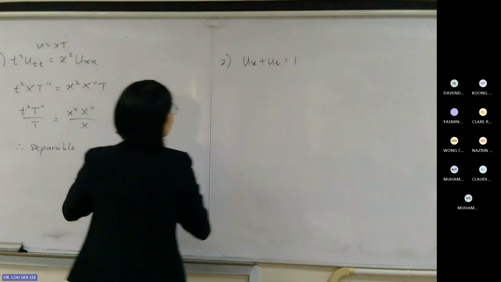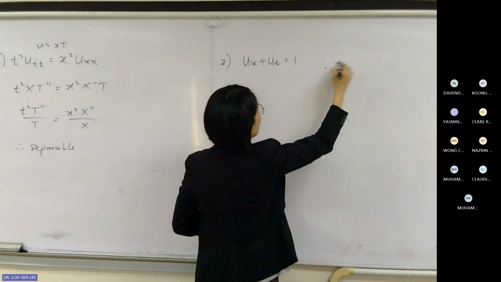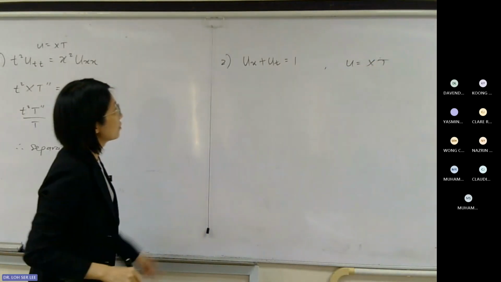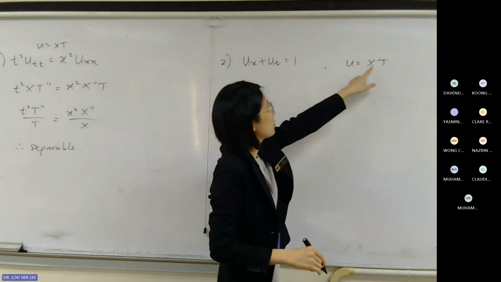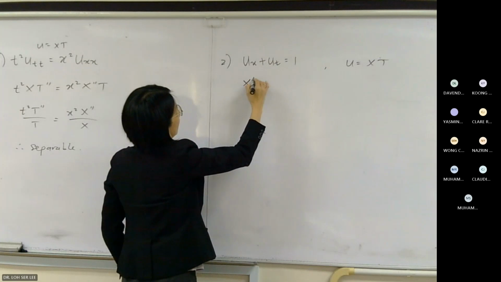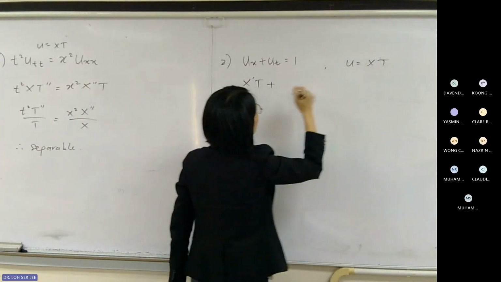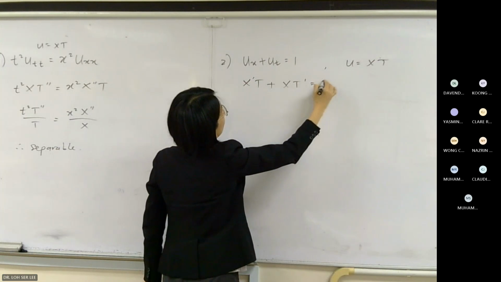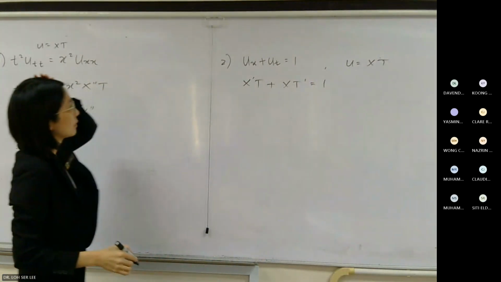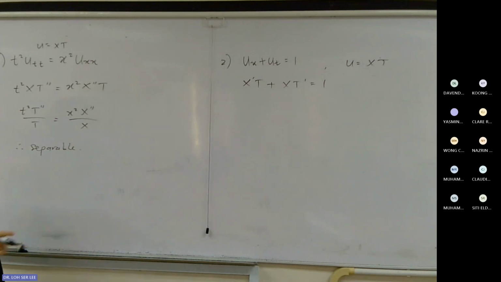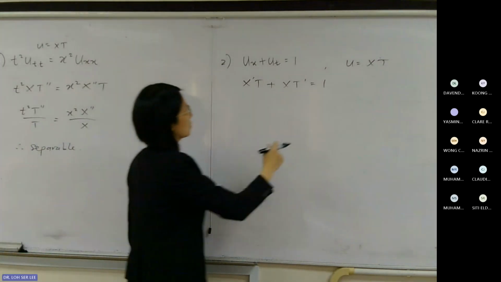ux. Okay, we assume the u to be x times t. So ux means x prime t. Okay, ut that means xt prime. So is it separable? No. Okay, not separable.